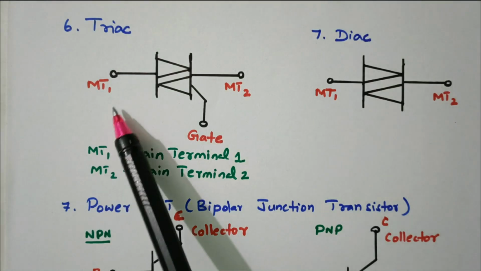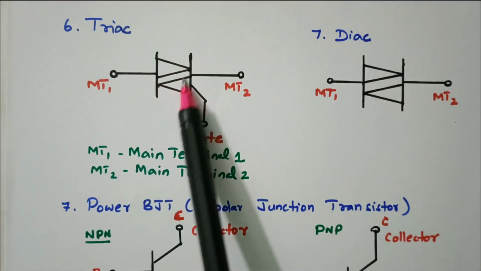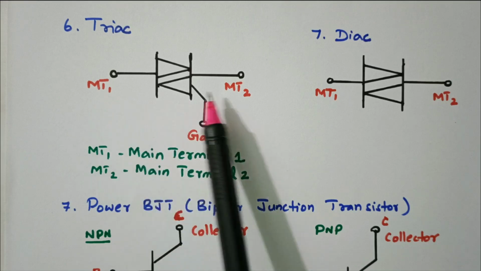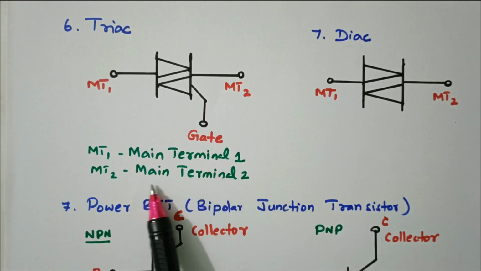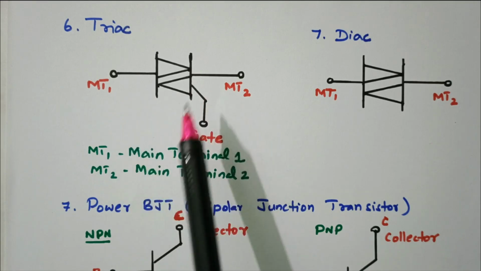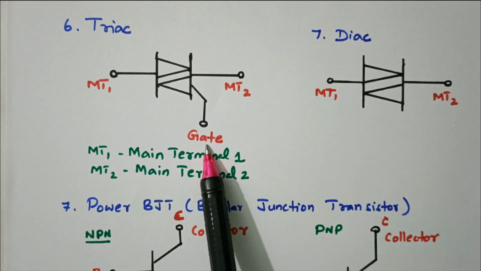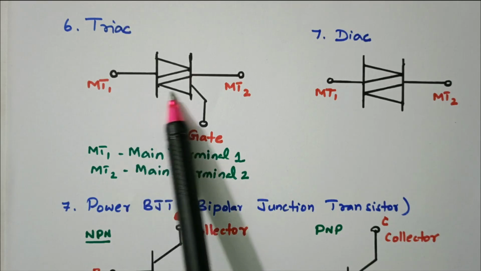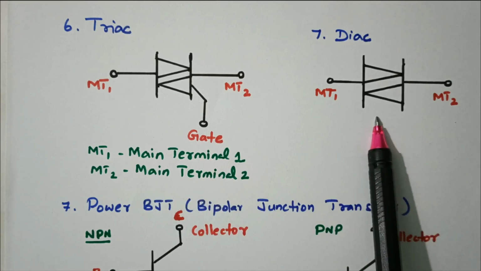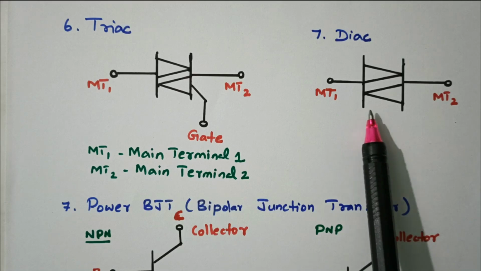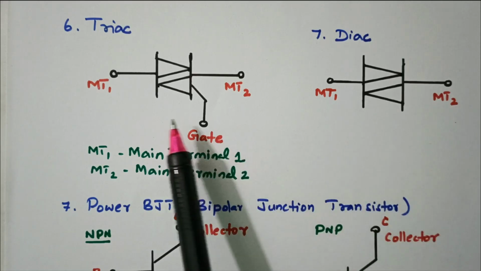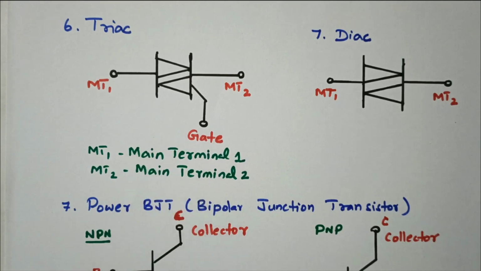So this is a TRIAC. See, two thyristors are connected in anti-parallel with the gate terminal. This is MT1, MT2, main terminal 1, main terminal 2. This is a bidirectional device. Conduction in both directions is possible. That is also controlled. Using the gate pulse, we can control the flow of current. Here, same thing, but there is no gate terminal. This is the DIAC, also a bidirectional device, but there is no control. Main terminal 1, main terminal 2. The TRIAC is controllable.